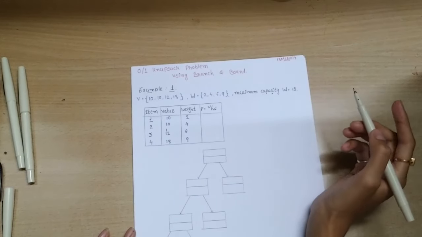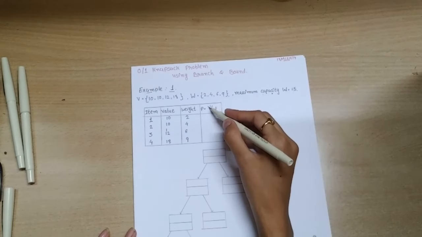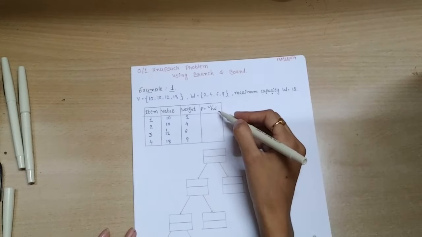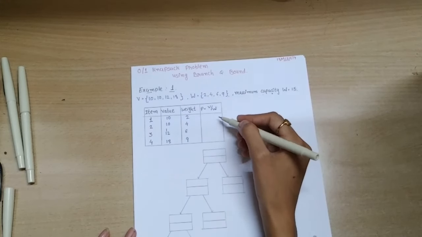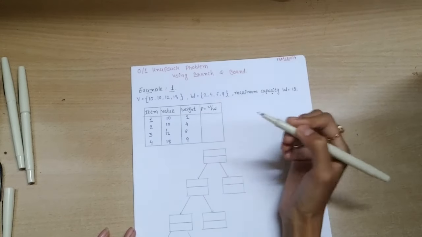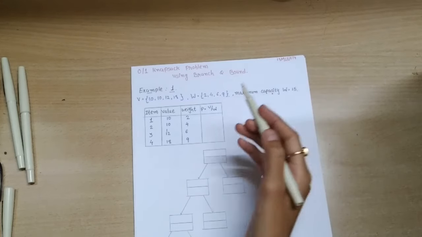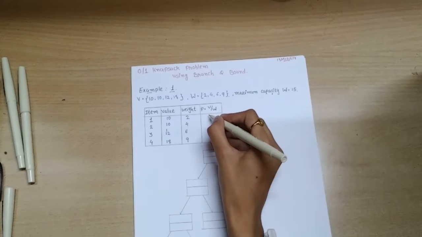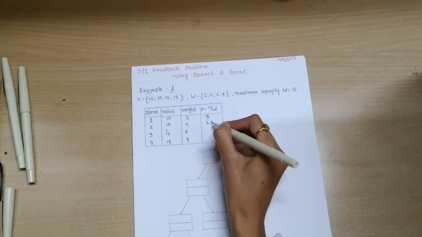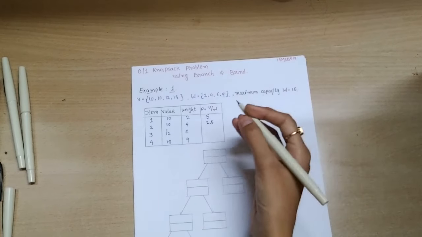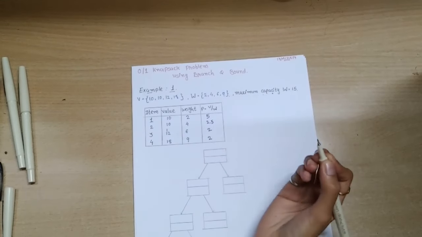Now as per the algorithm, we have to calculate the value by weight ratio and we have to sort the items in decreasing order according to this ratio. Now let's calculate the V by W ratio. Here 10 by 2 is 5, 10 by 4 is 2.5, 12 by 6 is 2, 18 by 9 is again 2.